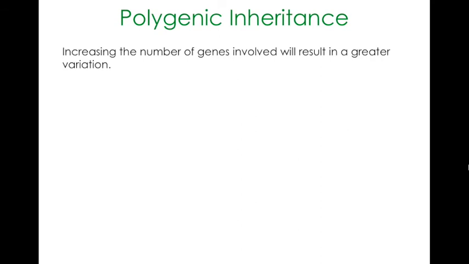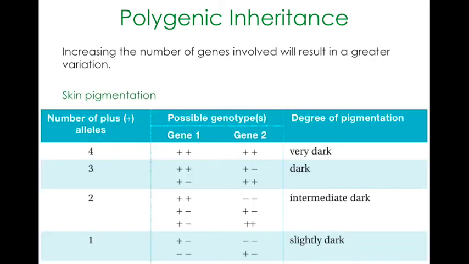Increasing the number of genes involved will result in a greater variation. In skin pigmentation, here's an example. So if we say that there are two genes involved, here is gene 1 and here is gene 2, and let's say they both contribute to skin pigmentation, okay? What do these pluses and minuses mean? Well, that means we're going to look at the number of possibilities and the number of different traits that you have, right?